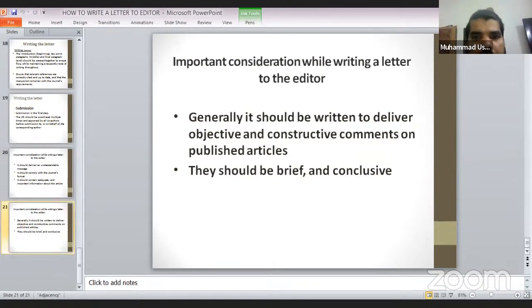So to summarize, the important considerations while writing a letter to editor are that it should be written to deliver objective and constructive comments on published articles, it should be brief and conclusive, and it should be non-judgmental, in a non-aggressive tone. You should not be hyper criticizing the authors. So it was all about writing a letter to editor.